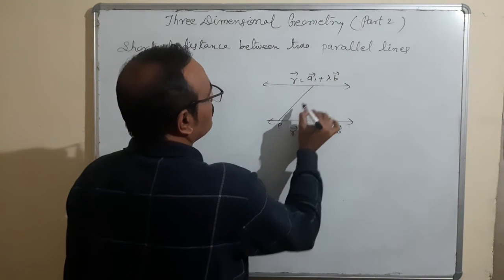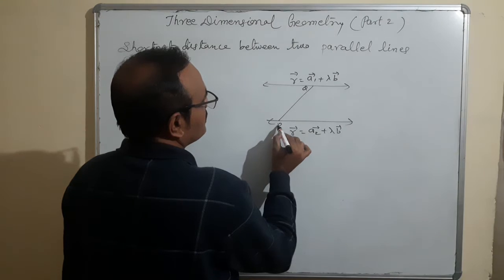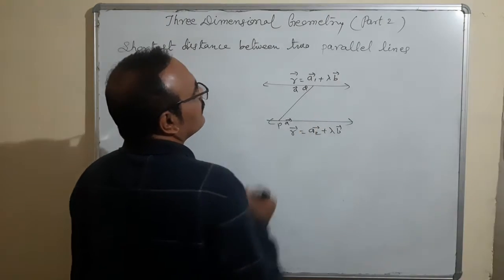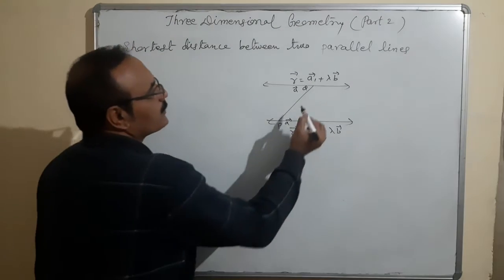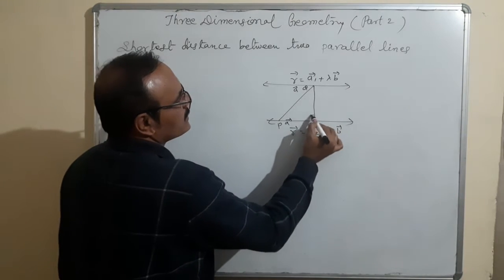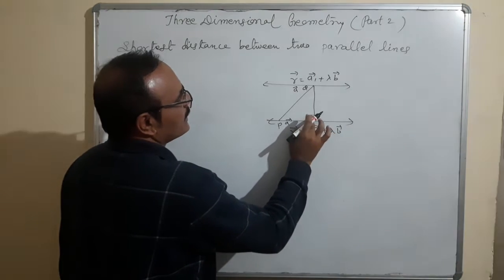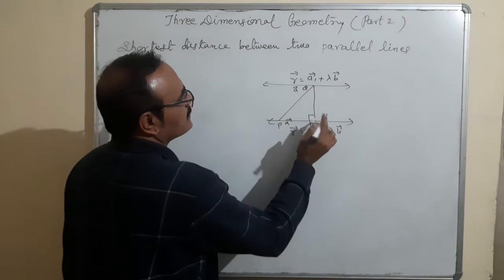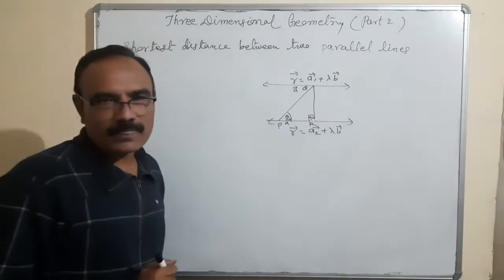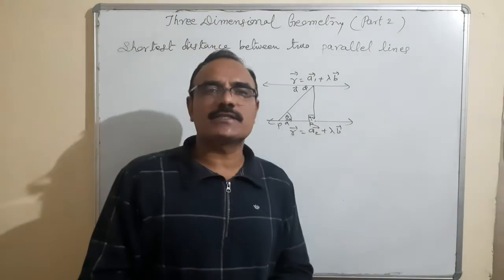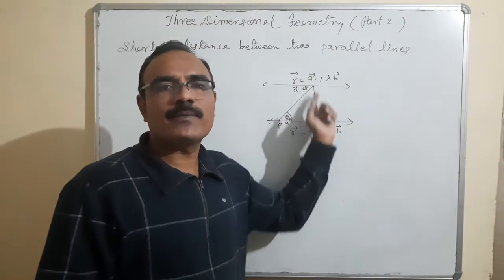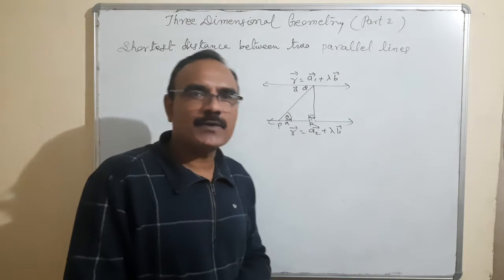Again, we are taking PQ. The position vector of P is A2, and the position vector of Q is A1. We are going to find the distance between them. PQ is R, the shortest distance, where this angle is 90 and this angle is theta. Again, we are going to find the shortest distance, and this shortest distance is perpendicular to both the vectors. Is it okay?